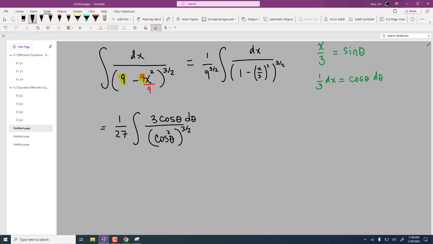All right. So then we have a little bit of simplification. We can pull the constant of 3 out to the front, so we end up with a 9th. In the numerator, we'll get some cancellation in a moment. Let's just simplify this first. Cosine squared raised to the 3 halves power is cosine cubed. Power to power, multiply, 3 halves times 2 is 3. So we're going to end up with cosine squared in the bottom, which is secant squared in the numerator.